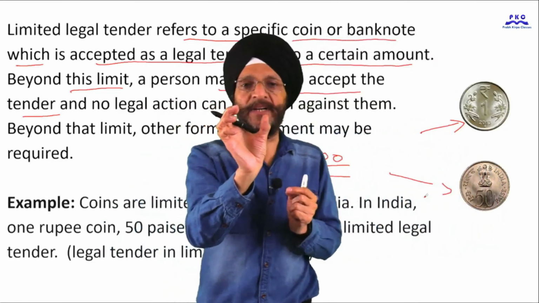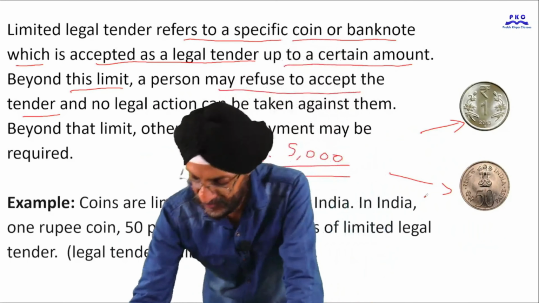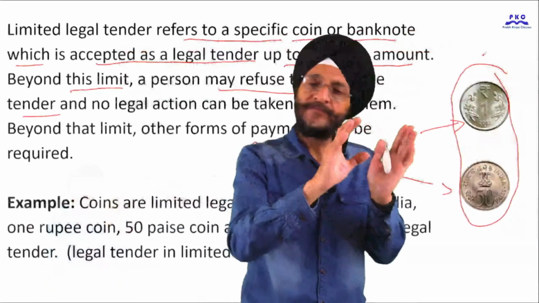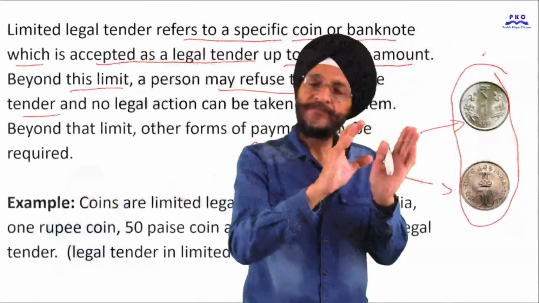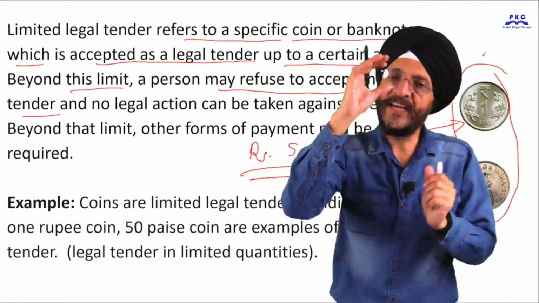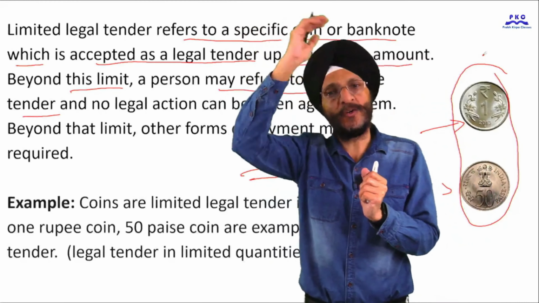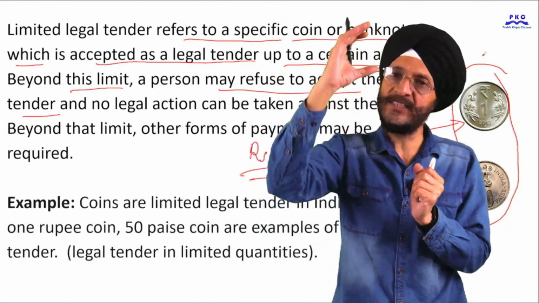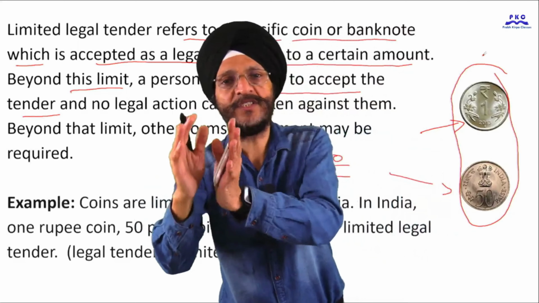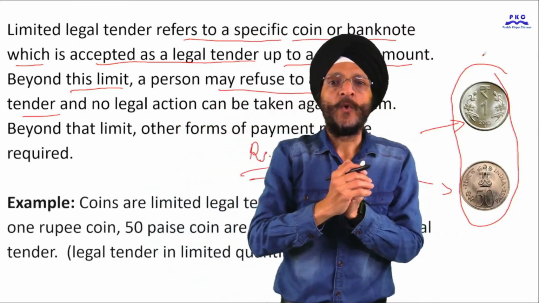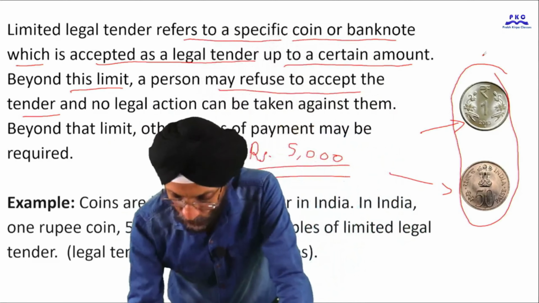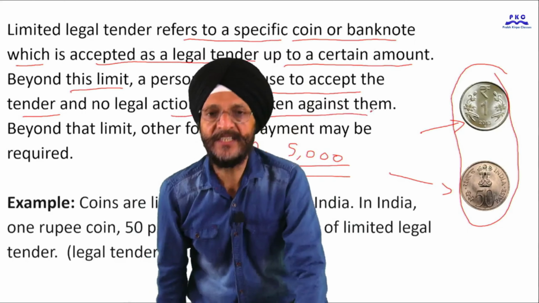Up to a certain limit, up to a certain amount, these coins are acceptable by the shopkeeper or sellers or any individual. These are acceptable up to a certain amount which has been prescribed by the government or central bank. Beyond that limit you cannot force the seller or any individual to accept these coins, and no legal action can be taken against them.